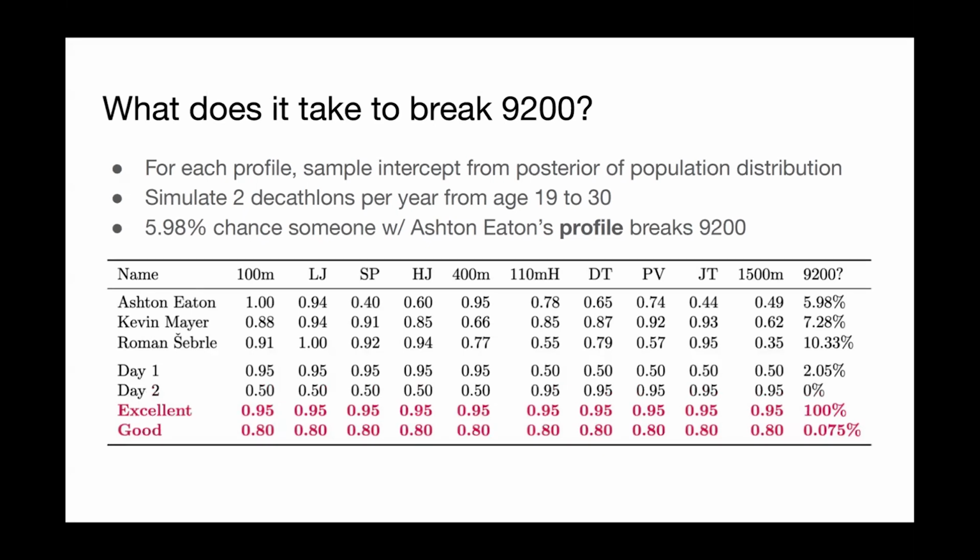If we tune this 95th percentile down to just 80th percentile, someone who's good in all 10 events, we see that now the probability of breaking 9,200 becomes quite small, right? So from our simulations and our analysis, we see that breaking 9,200 points is possible, but it is unlikely. And so if and when it does happen, it would be an incredible achievement.